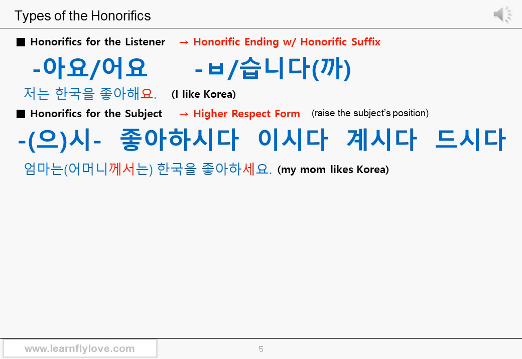Let's see the next sentence. 한국 좋아하세요? Do you like Korea? As you know, you can use the higher respect form for the second person you too, especially when you ask a question to the second person you.